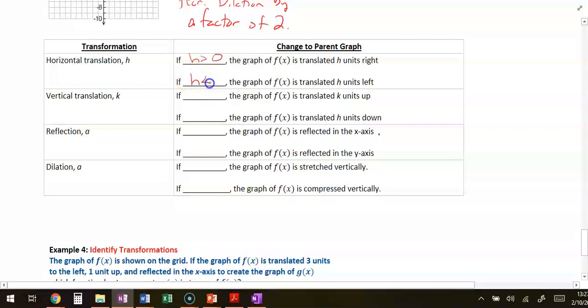And if h is less than 0, so h is negative, then we're going to be shifting to the left. But again, we're not talking about the sign that you see in the problem, we're talking about the actual value of the h, which the problem incorporates a negative into. Vertical: if k is greater than 0, then the graph is shifted k units up. And if k is less than 0, the graph is shifted k units down.